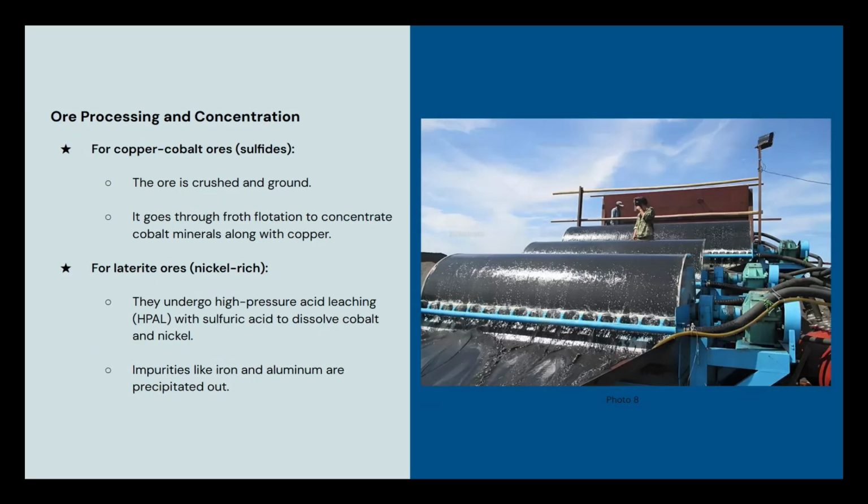Ore processing and concentration. For copper-cobalt ores, also known as sulfides, the ore is crushed and ground. It goes through froth flotation to concentrate cobalt minerals along with copper. For laterite ores, which are nickel-rich, they undergo high-pressure acid leaching, also known as HPAL, with sulfuric acid to dissolve cobalt and nickel. Impurities like iron and aluminum are precipitated out.